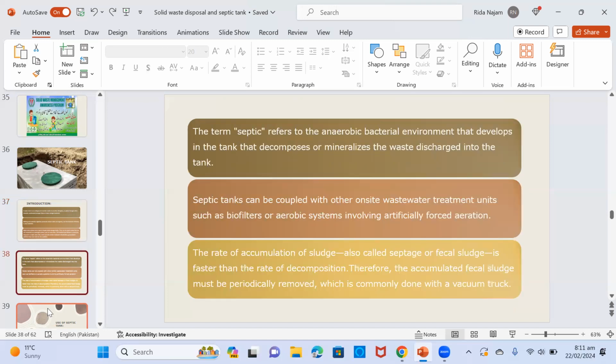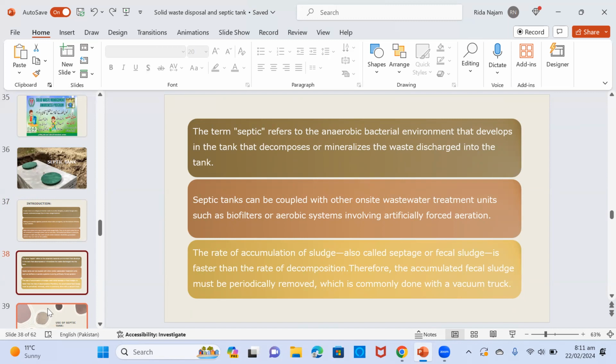The term septic tank refers to the anaerobic bacterial environment that develops in the tank that decomposes or mineralizes the water discharged in the tank. Septic tanks can be coupled with other on-site wastewater treatment units such as biofilters or aerobic systems involving artificially forced aeration.